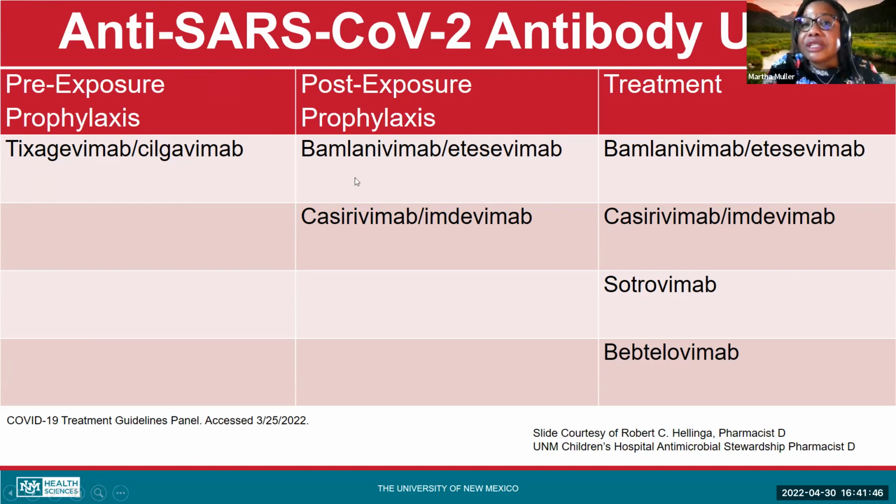This column is for post-exposure prophylaxis, which means, hey, I have been exposed to someone who has COVID-19. I have not been diagnosed with COVID-19, and I'm here to provide some prophylaxis in that post-exposure state. And then we have the ability to treat with monoclonal antibodies.